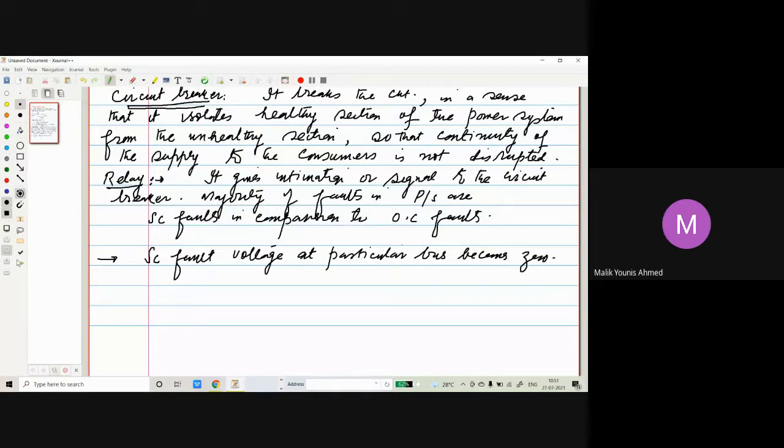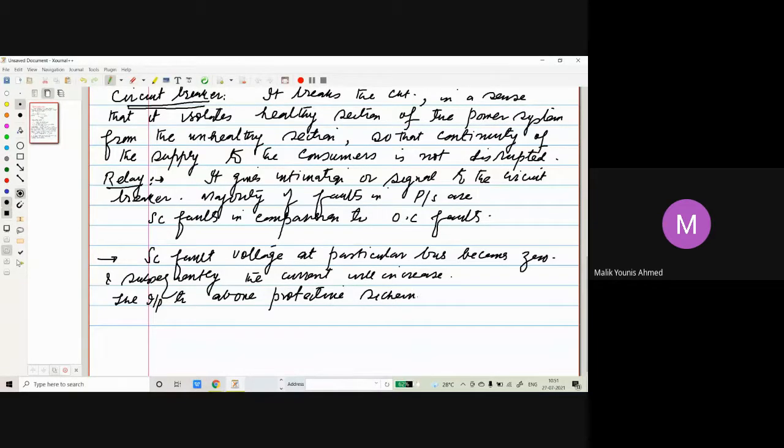The voltage at a particular bus is going to become zero, and as a result of this, current will increase. This is for sure. When the voltage is zero, the current is going to increase. Therefore, the input to the above protective scheme is what? It is basically current, because voltage has become zero.